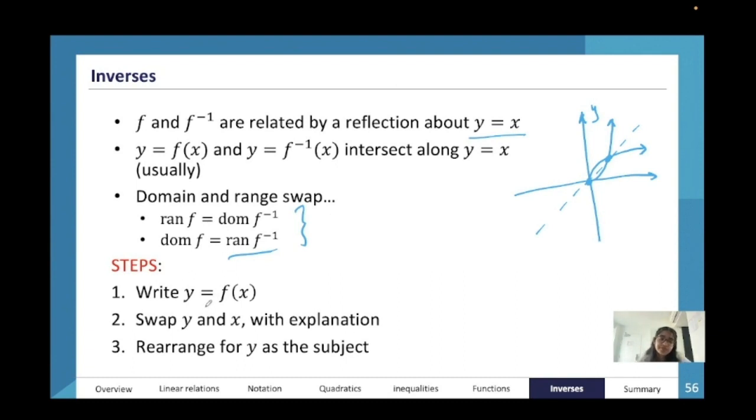So the steps to do it: first, you have to write y equals f of x, or let y equals f of x. To find the inverse, swap x and y, and then rearrange to make y the subject again. Then, as step 4, write f inverse of x equals, and write it. Don't just leave it as y equals something in terms of x.